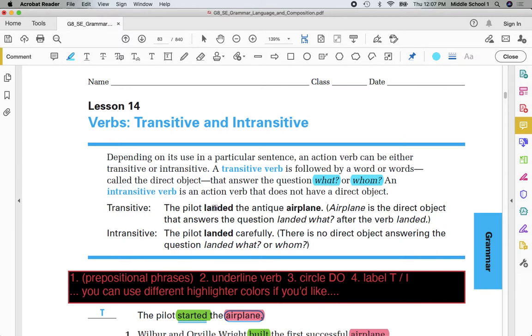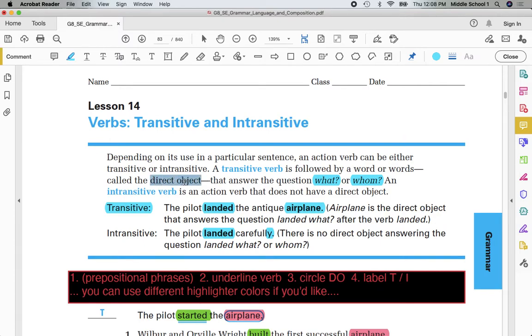Example: subject pilot, verb landed. Landed what? Landed airplane. Transitive. Why? Because it has a noun that follows. Pilot landed what? Carefully. No, this is not a noun. This is an adverb. Again, some of you might remember that words that end in ly are usually adverbs. So this one is called intransitive. This one is called transitive for the simple reason that it has a noun, a direct object, that follows.